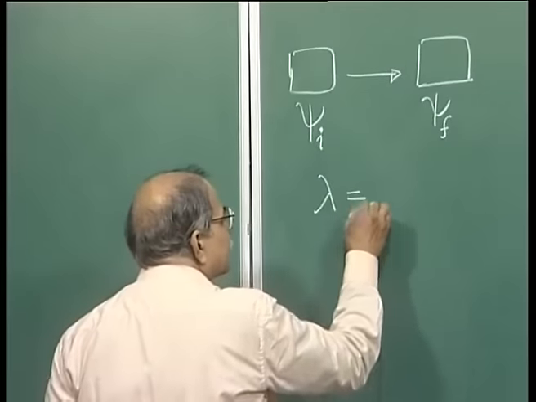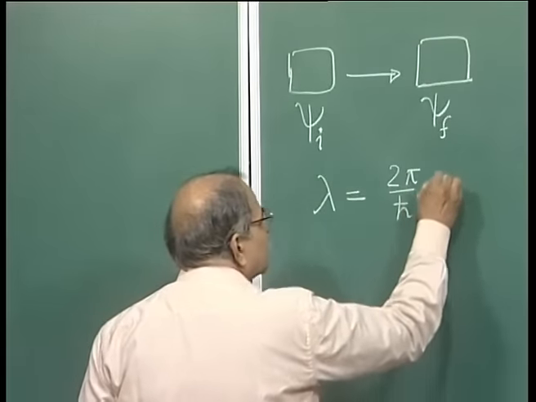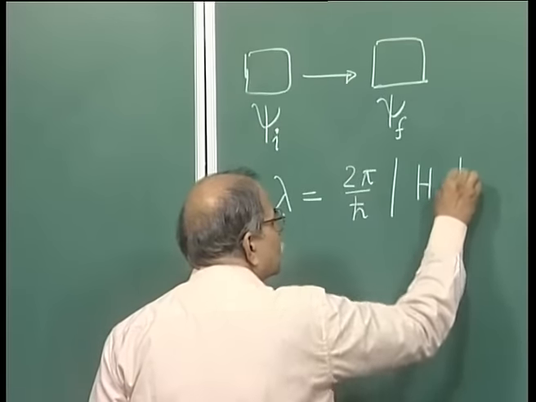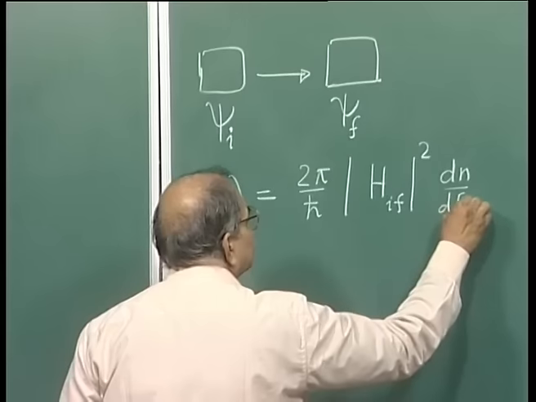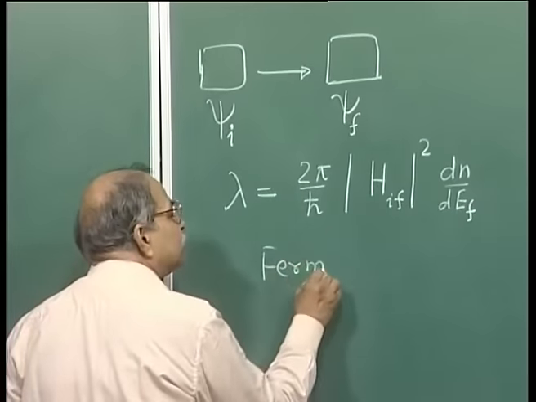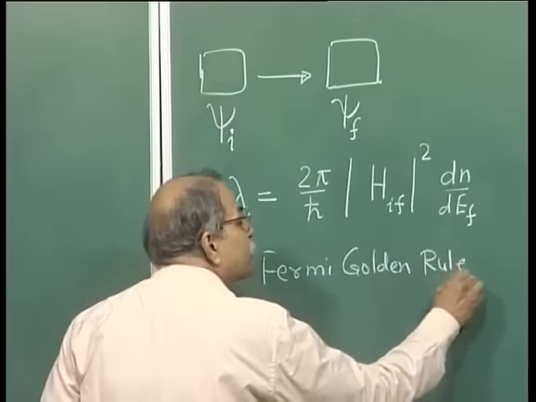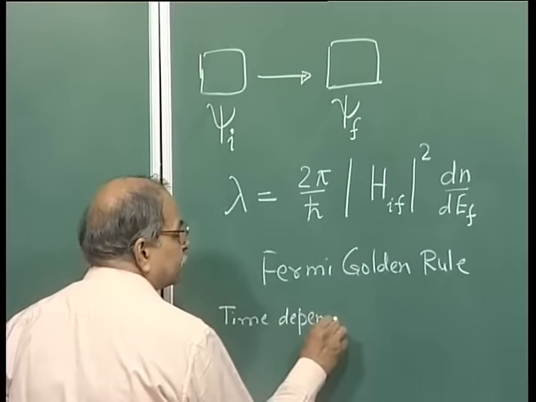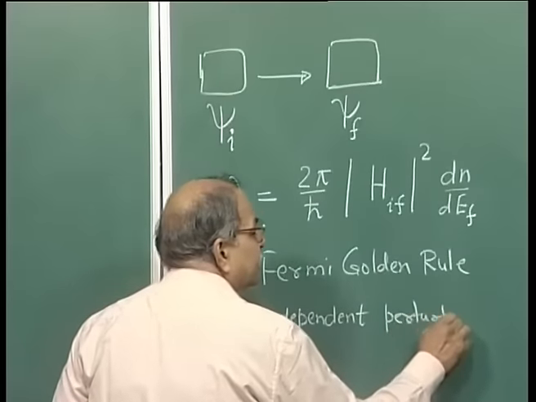this transition rate equation: lambda equals 2 pi over h cross, times the modulus square of H_if, times dn by dE_f. This is known as the Fermi golden rule. This is the main equation of this time dependent perturbation theory.